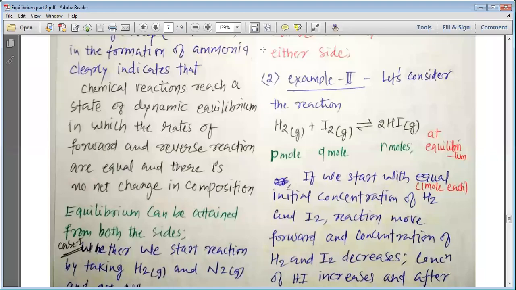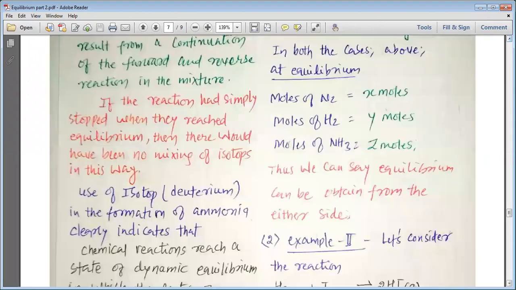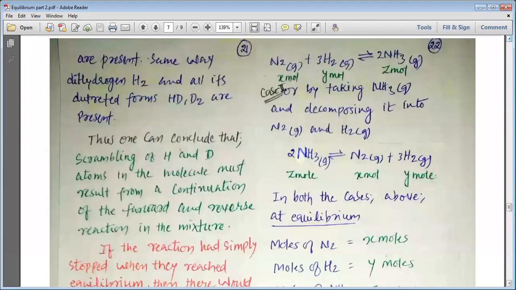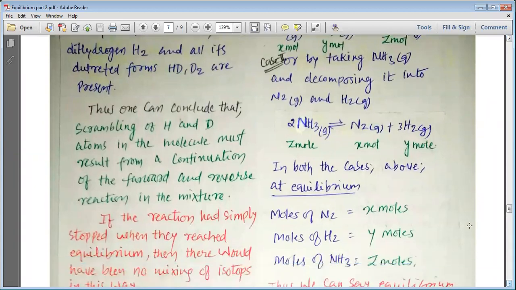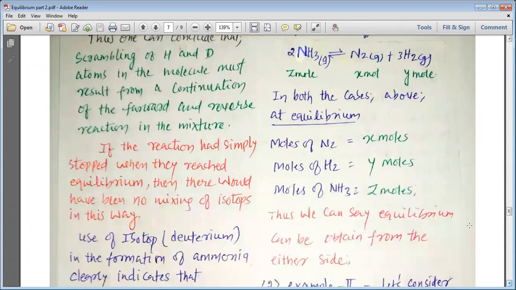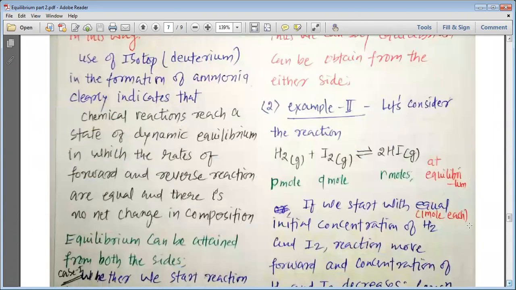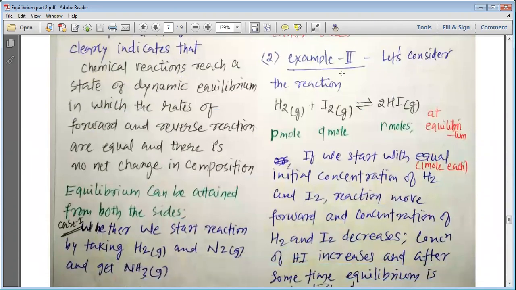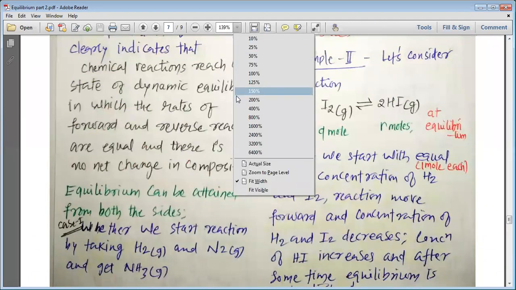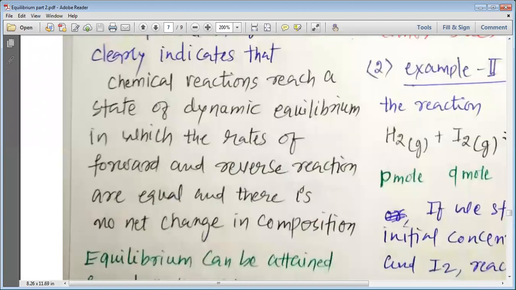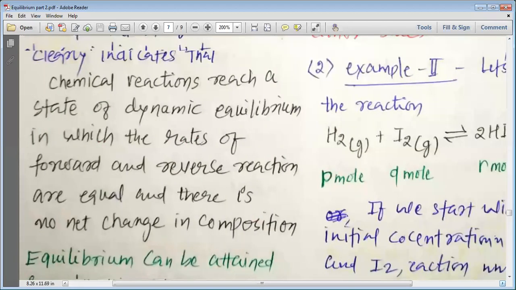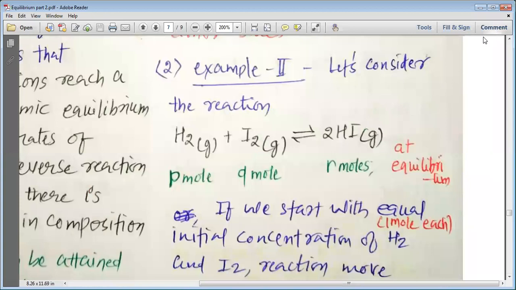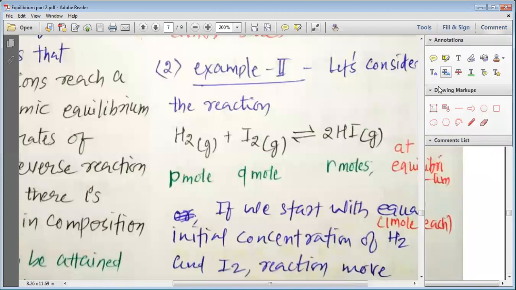So my dear students, in the last period, we have studied various examples, and by the revision, we come to know that equilibrium can be established from both sides, and equilibrium is dynamic in nature. Let us understand the same kind of thing with another example. That is example number two. Let's have a look at that and understand it well. Let's pay attention and consider this example well.